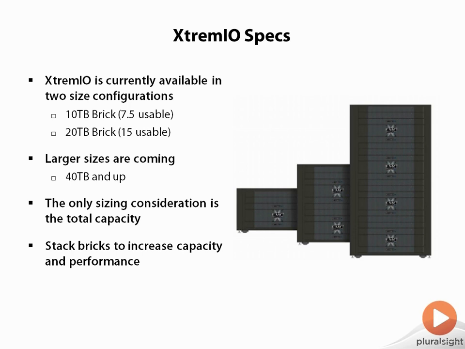So if you start off buying a 10 terabyte brick and you start to run out of space, you can buy a second one, you can go to 4, and you can just keep adding. Or if you start running out of IOPS, you can add another brick to your cluster, and again, you'll double your performance going from 1 to 2 with that linear scaling. Right now, you can do up to 4 bricks: 1, 2, or 4. 3 is not currently supported.